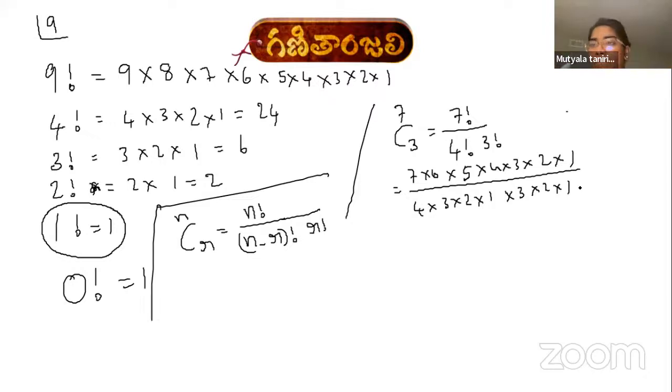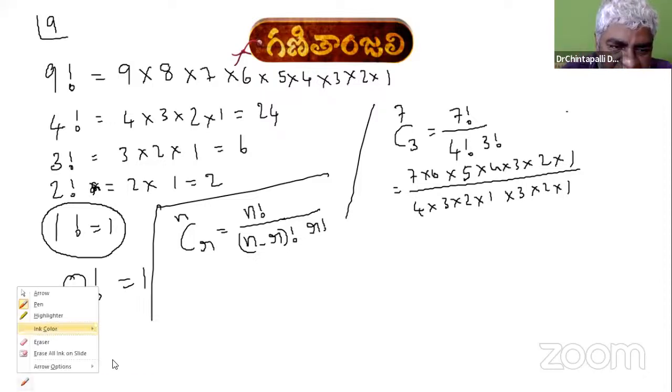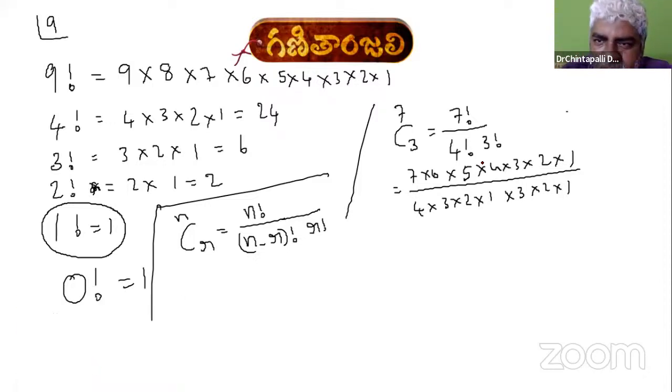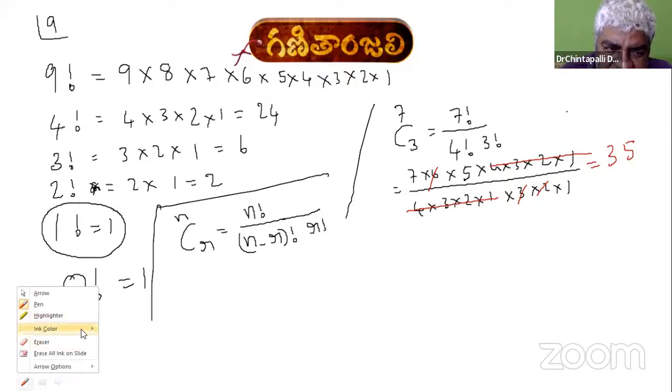Any cancellation? Yes, sir. 4, 3, 2, 1 are cancelled. Now we are left with 7 times 6 times 5 over 3 times 2 times 1. We can cancel 3 and 2 with 6. Final answer is 35.